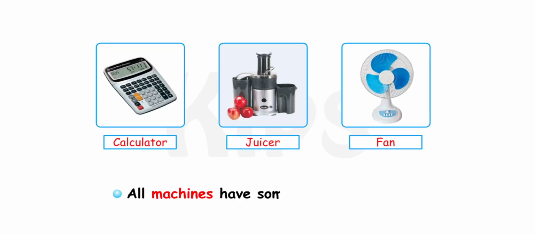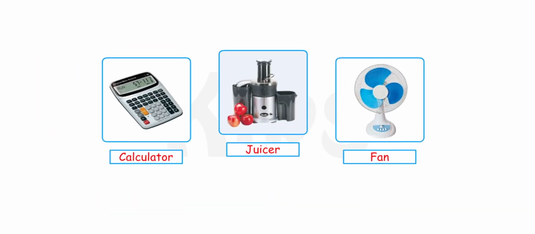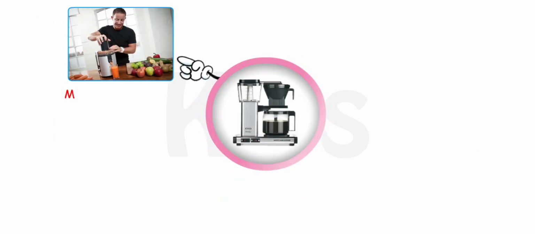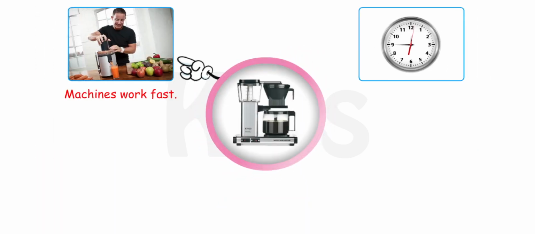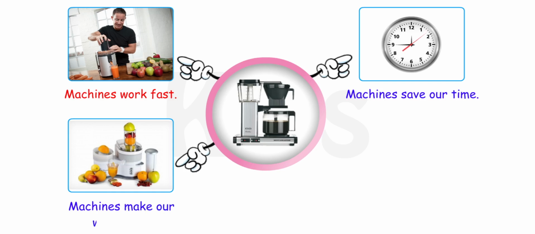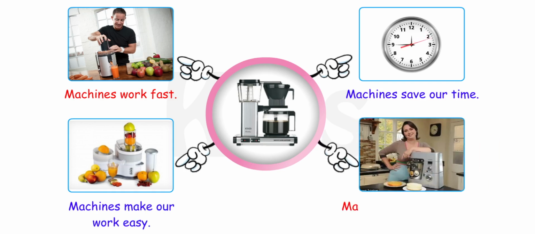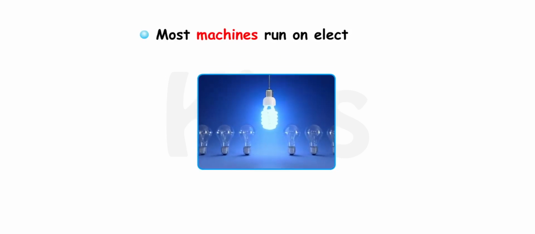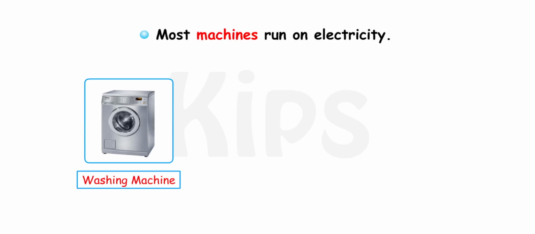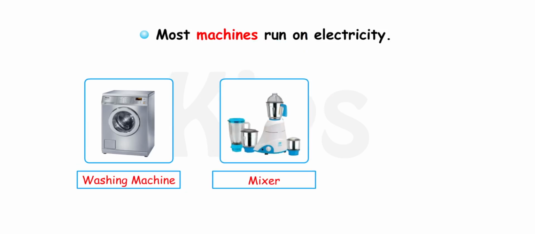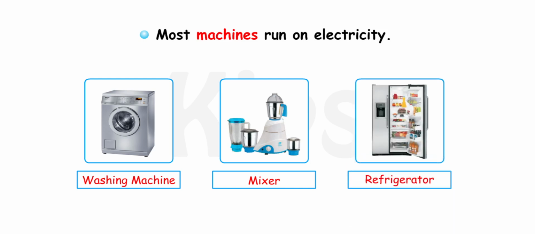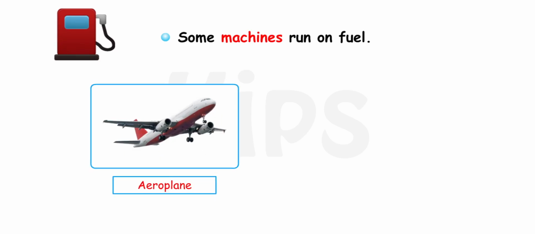All machines have some things in common. Like, machines work fast. Machines save our time. Machines make our work easy, but machines cannot work on their own. Students, most machines run on electricity. For example, washing machine, mixer, refrigerator. Some machines run on fuel like aeroplane and car.